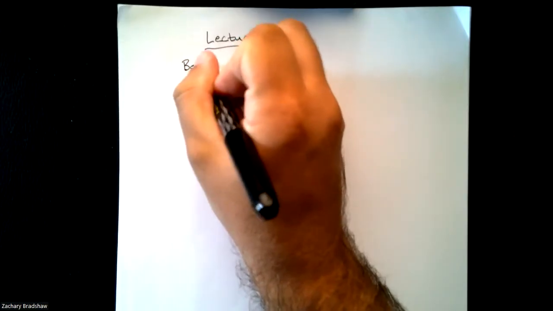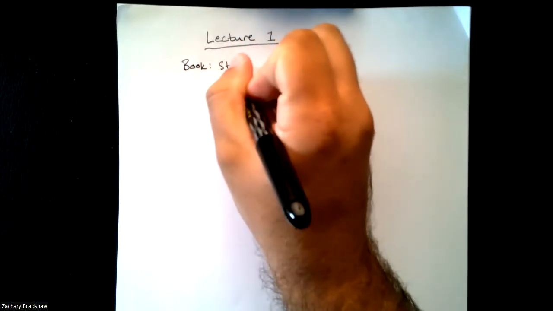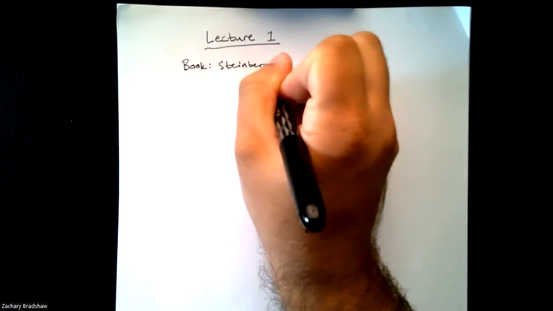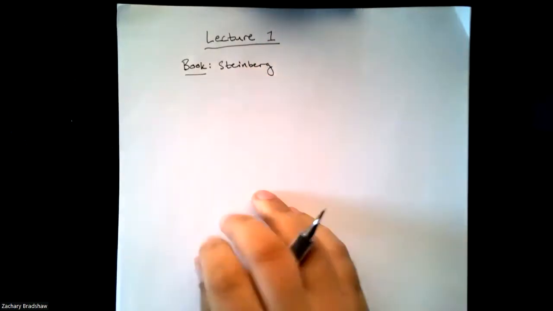So, this is going to be the first lecture on the representation theory of finite groups. I'm going to be using the book by Steinberg. This book is great. It takes, I think, the simplest approach to the subject, which is through the theory of characters, which is really nothing more than the trace operator.